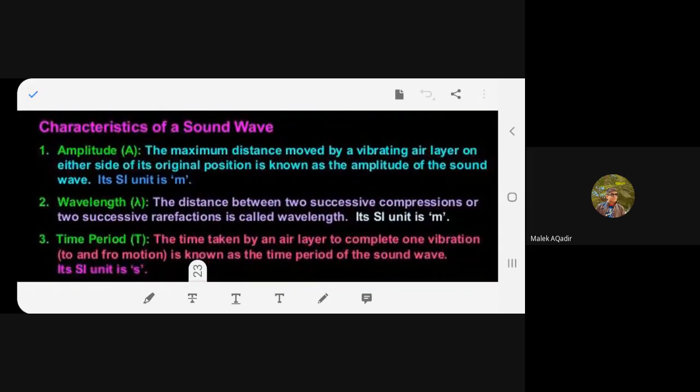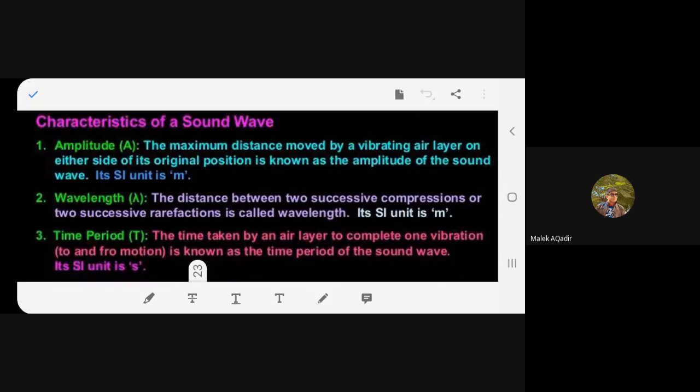Please start. Characteristic of a sound wave. Amplitude. The maximum distance moved by a vibrating air layer on either side of its original position is known as the amplitude of the sound wave. Its SI unit is meter.